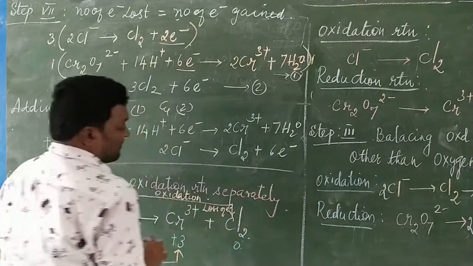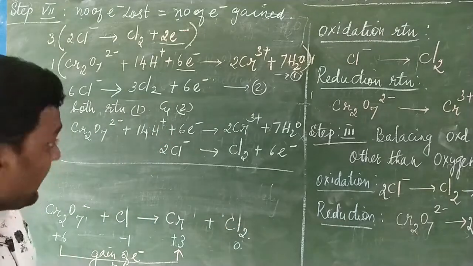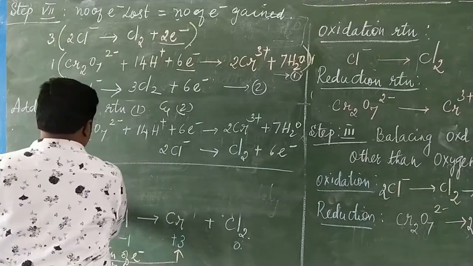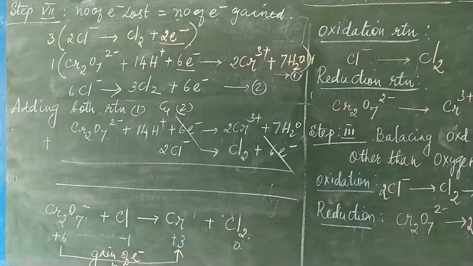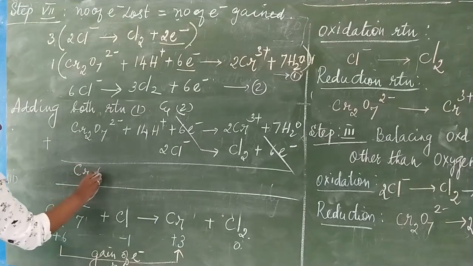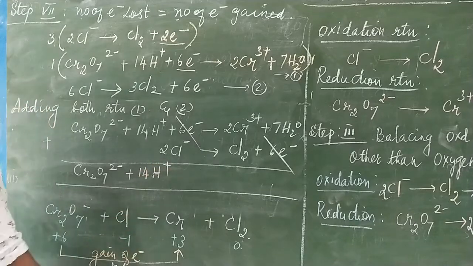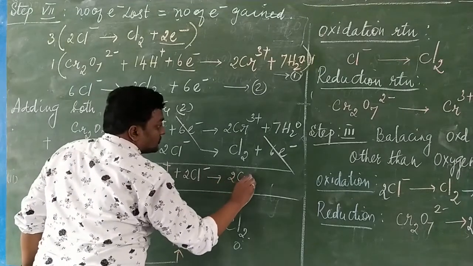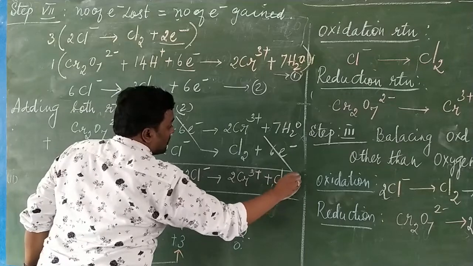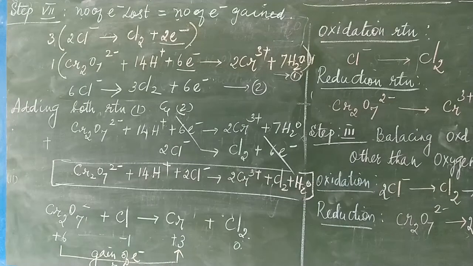Now we have to add, isn't it? So when you add, what will happen? Actually, on adding, this 6 electrons and this 6 electrons will be cancelled on the reactant side and product side. So remaining what we have is Cr2O7 2 minus plus 14H plus 2Cl minus gives 2Cr 3 plus Cl2 plus water. This becomes the overall equation.